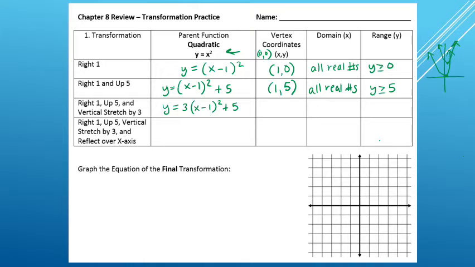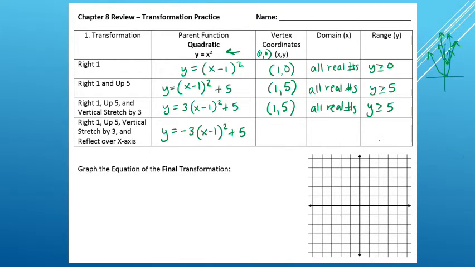Now our vertex, if you think about what's happening here, we're stretching it, so it's kind of like we're making it a little bit skinnier here, and that is not going to change our vertex point. It's just going to stay at 1, 5. Our domain is going to remain all real numbers, and our range is going to remain y is greater than or equal to 5. Next, we're going to do right 1, up 5, vertical stretch by 3, and reflect over the x-axis. So this equation is going to look like y equals negative 3, (x minus 1) squared, plus 5.